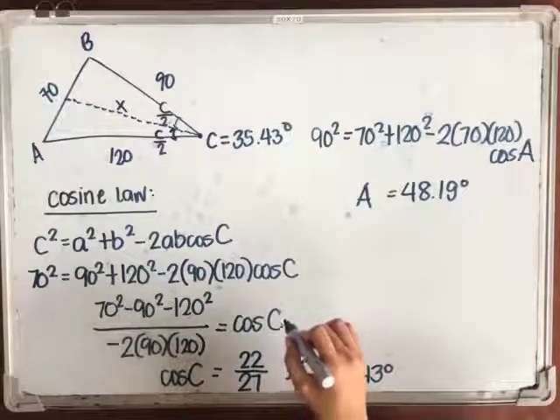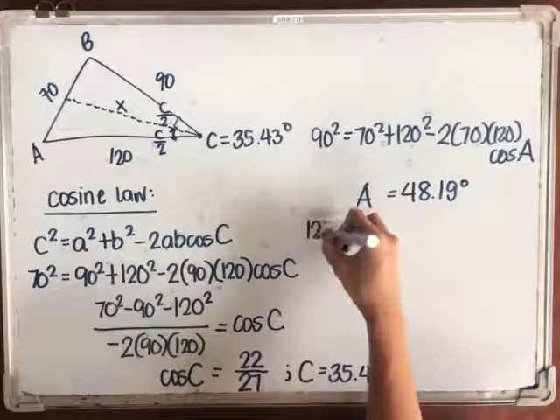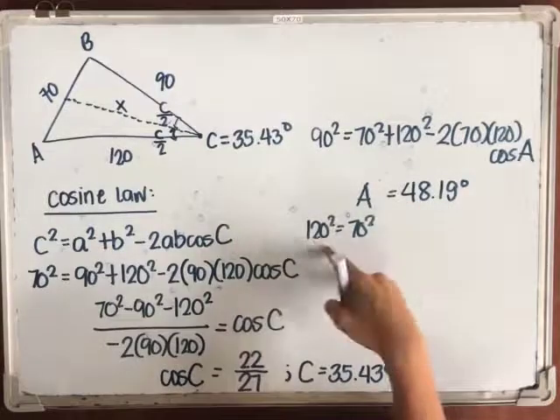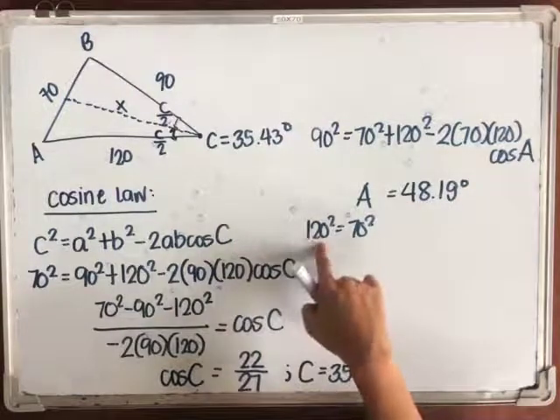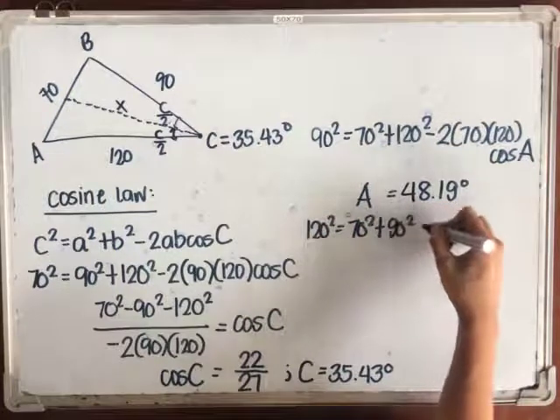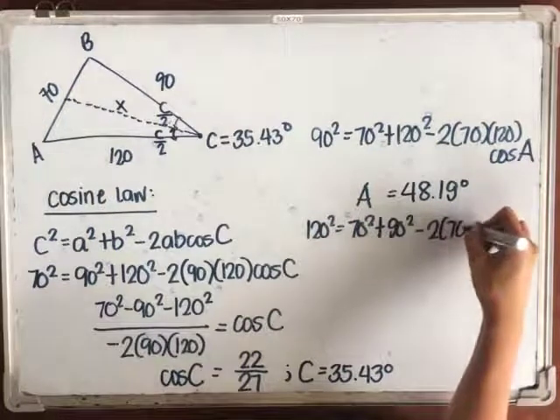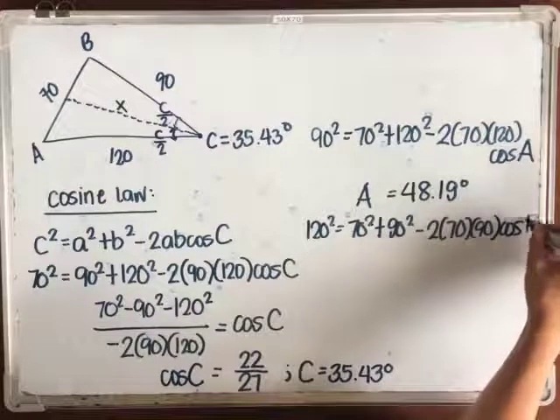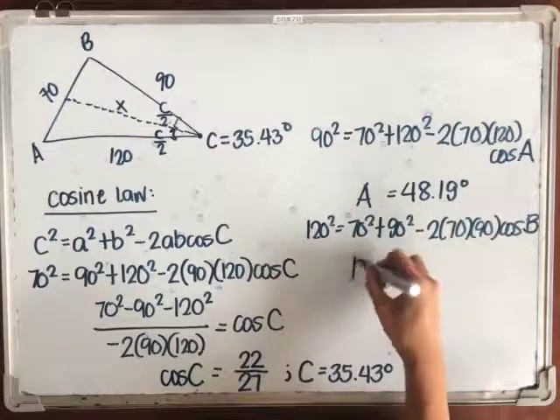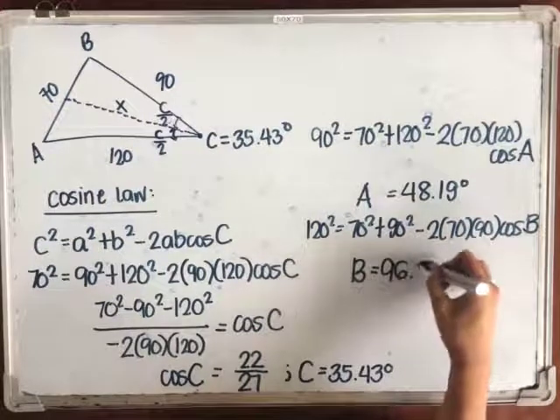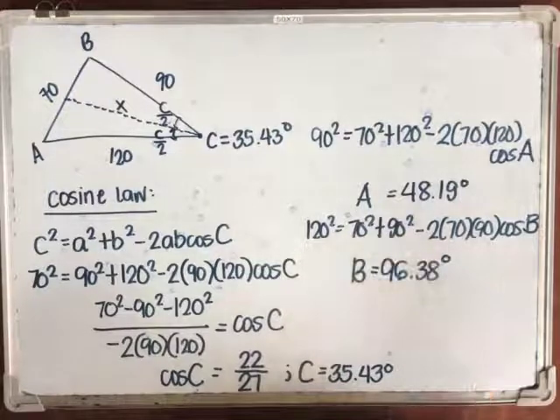Do the same for 120 degrees is equal to 70 squared. 120 squared, by the way, sorry, no? 120 squared equals 70 squared plus 90 squared minus 2 times 70 times 90 cosine of angle B naman yan. Okay? That would give us angle B equal to 96.38 degrees.